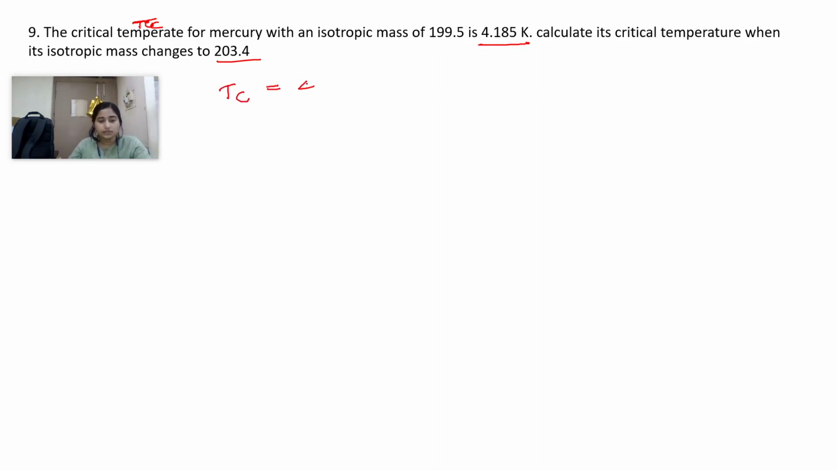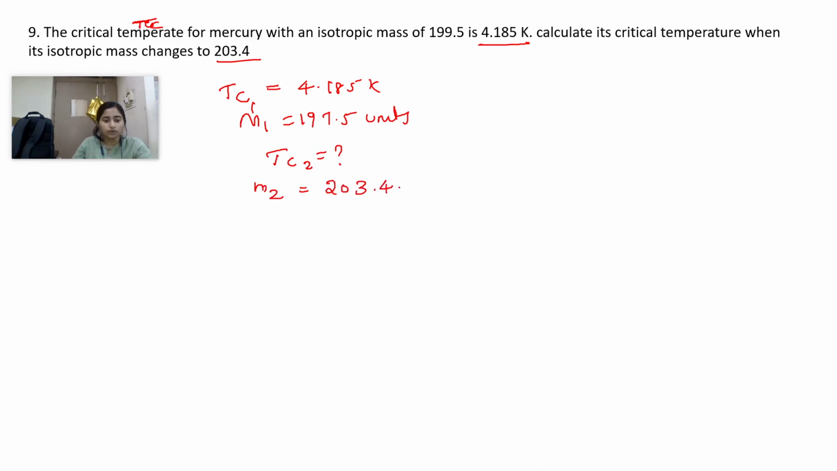Tc1 is given, that is 4.185 Kelvin. Now m1 will be 199.5 units. Now you have to calculate Tc2. Tc1 we can take, Tc2 you have to calculate. And m2 is given, that is 203.4 units. Now we know that the critical temperature is proportional to m to the power minus 1 by 2. So we can write Tc equal to a constant, let us take the constant as lambda, times m to the power minus half.